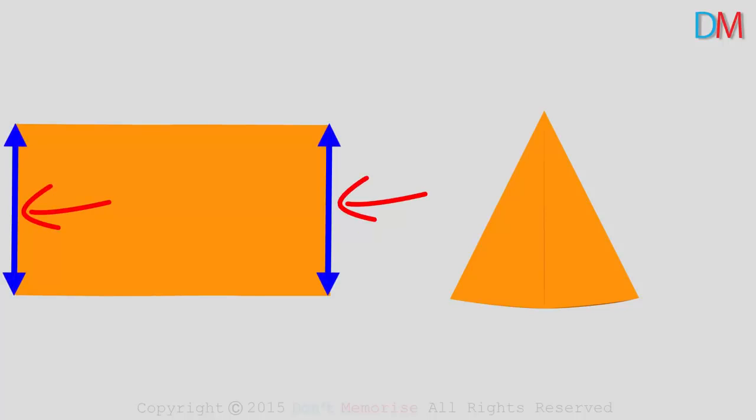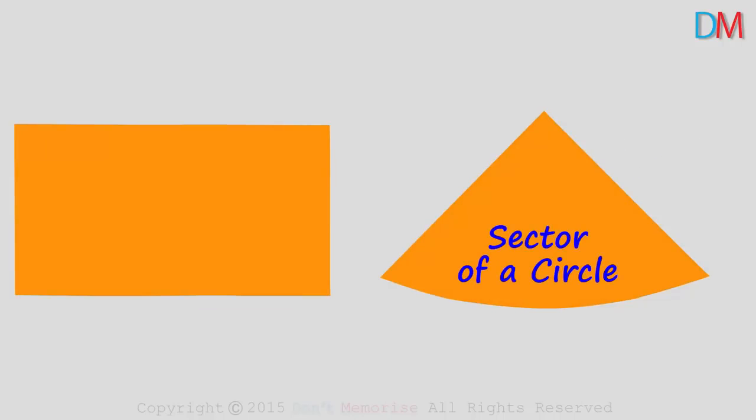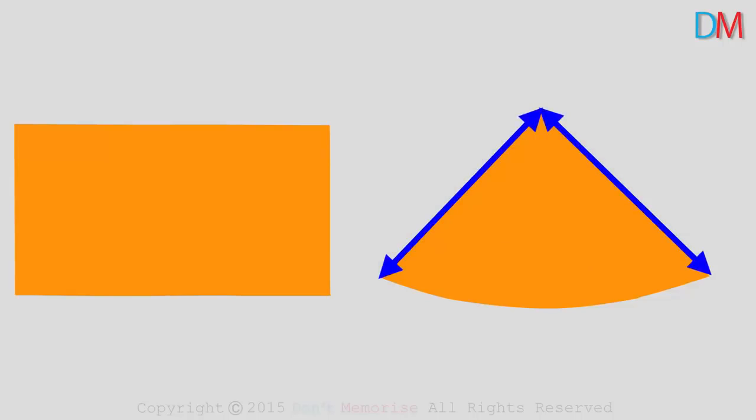Okay, so the net of a cylinder is simply a rectangle. Yes, opening it up like this gives us a rectangle. This is the height of the cylinder and this is the circumference of the circles at the top and the bottom. And what about a cone? Opening it up like this gives us a sector of a circle. Yes, the slant height of the cone will be the radius of the circle of this sector.